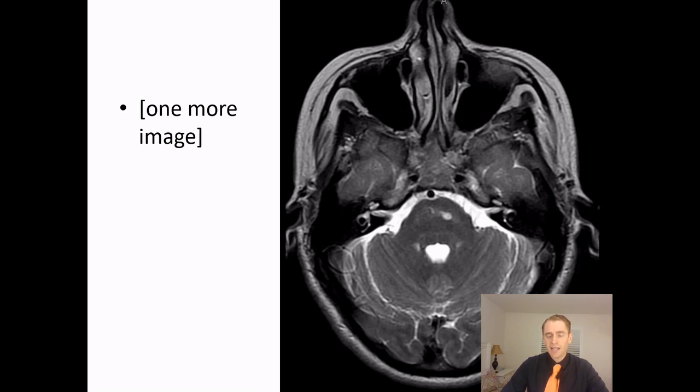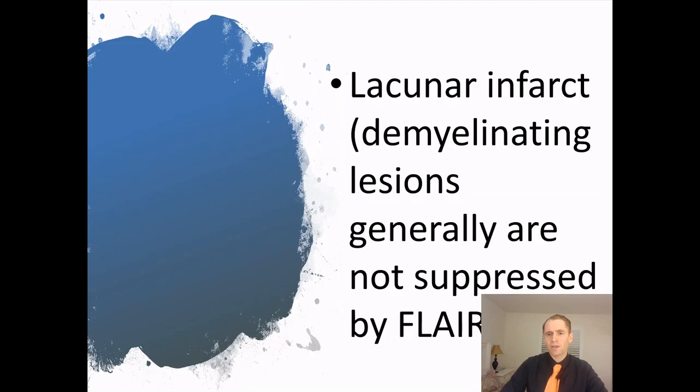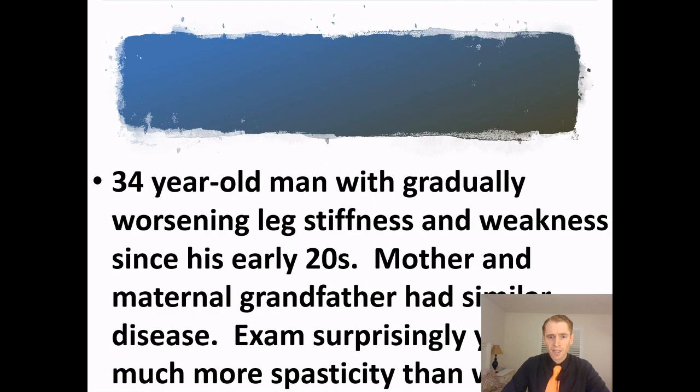Just based on the image, if you look at this MRI, you can see in the pons there's a lesion that is T2 bright. But if you look at the T2 FLAIR, you can see that it's actually dark. So what is this? Is this a multiple sclerosis lesion? No, this is a stroke, a lacunar infarct of the pons. Demyelinating lesions associated with MS are very rarely suppressed by FLAIR, particularly if they're small.